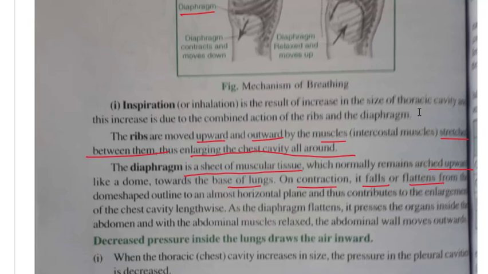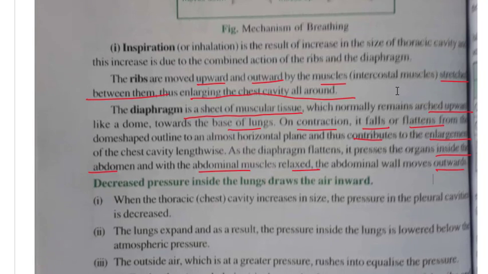So this arch-shaped dome, on contraction, becomes flat from the dome-shaped outline to an almost horizontal plane and thus contributes to the enlargement of the chest cavity. As it becomes horizontal, it helps in enlargement of the chest cavity lengthwise. As the diaphragm flattens, it presses the organs inside the abdomen, and with the abdominal muscles relaxed, the abdomen wall moves outward.